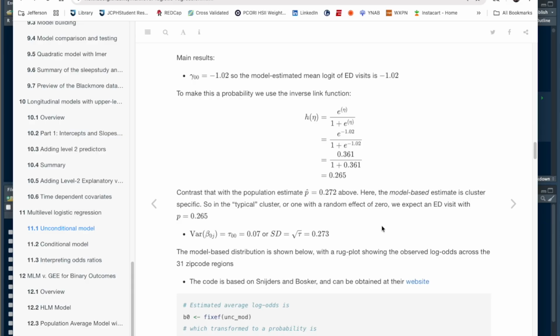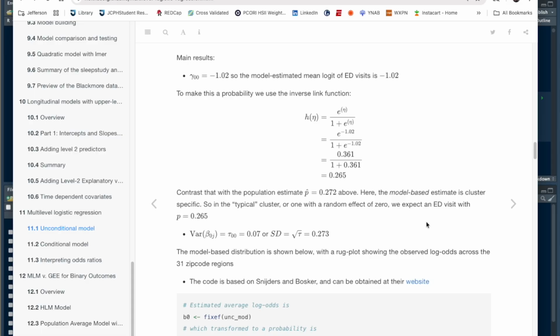And the other thing we have to understand is that this is true in the other ones, and you'll have a reading over the next week about this. Any model with random effects like this, the estimates are cluster specific. So this is basically telling us the typical cluster, one with a random effect of 0, essentially that's just an average. At this point, we don't know anything else about the clusters. So we can just say an average cluster. We'd expect an ED visit to occur within that cluster with a probability of about 0.265.